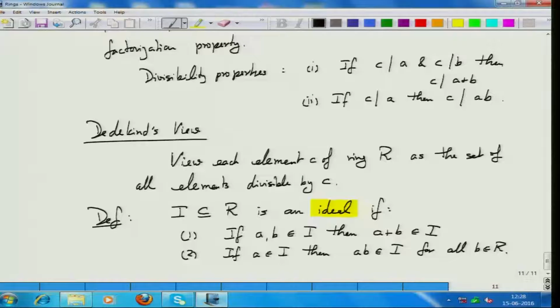We call a set I, which is a subset of elements of the ring R, an ideal if it satisfies these two properties: if two elements A, B are in I, then A plus B is also in I. If an element A is in I, then A times B for any B in R is in I. So this set I, if you just go to that divisibility property, precisely captures that.